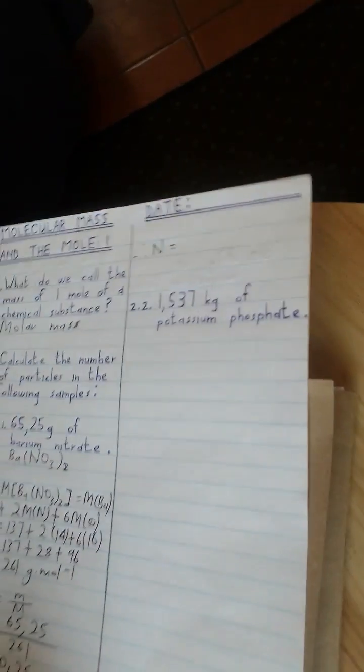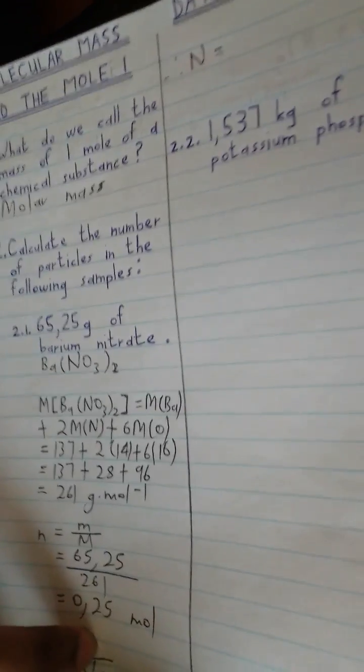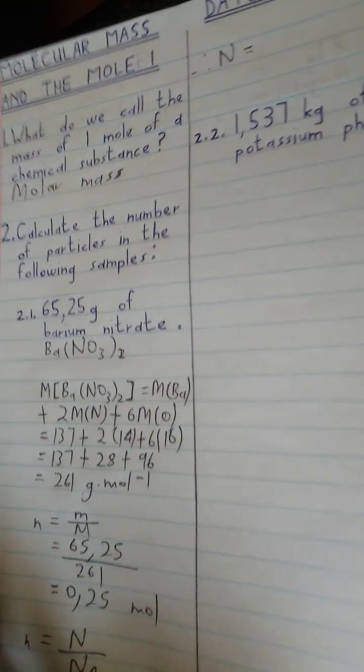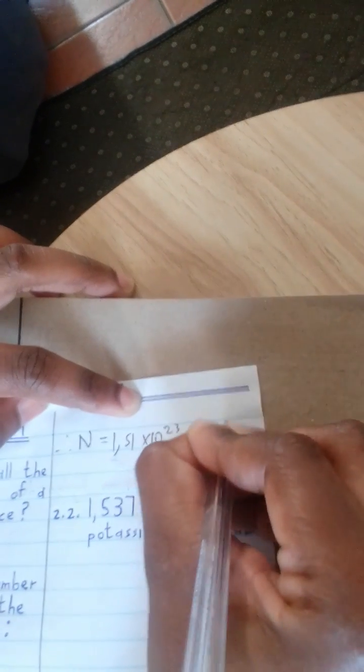Okay, let's write that. It's 1,505 times 10 to the 23. To 2 decimal places, it's 1,51 times 10 to the power 23 particles.